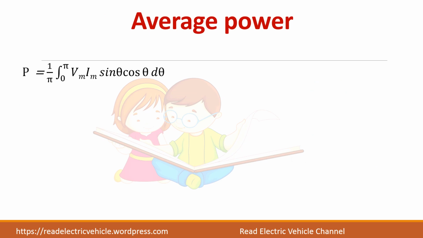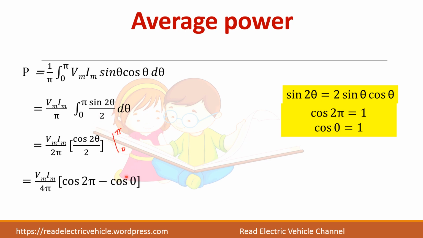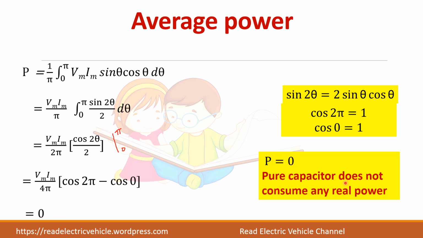The formula for average power is given by P is equal to 1 by pi integral of 0 to pi Vm Im sin theta cos theta d theta. Let us simplify this one. Sin theta cos theta can be written as sin 2 theta divided by 2. Simplify it, integrate it, apply the limits. You will get 0. So in a pure capacitive circuit, the real power consumption is actually 0. This is similar to a pure inductive circuit where the average power is also equal to 0.